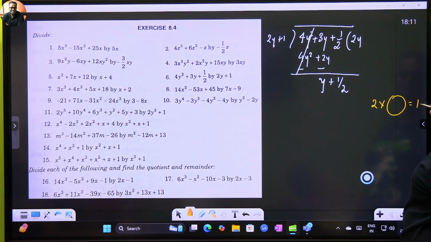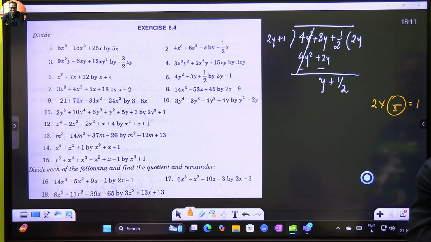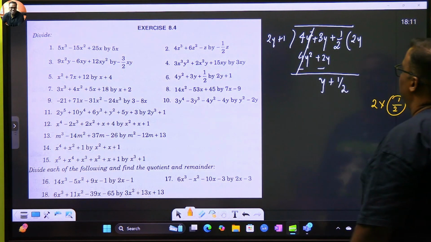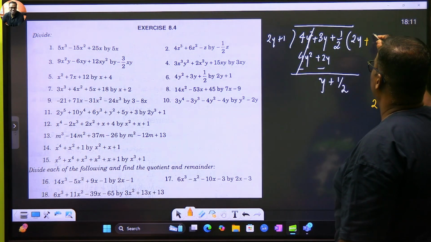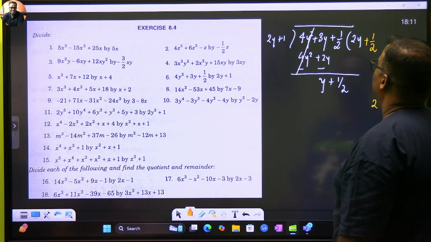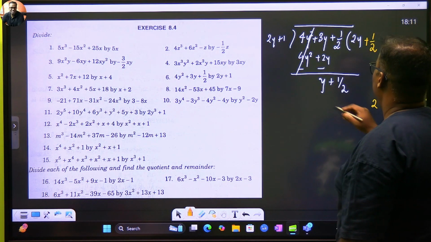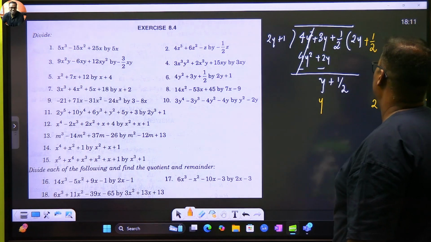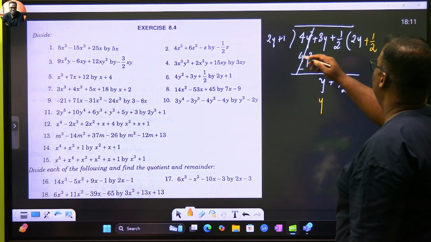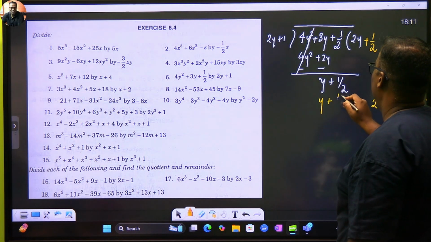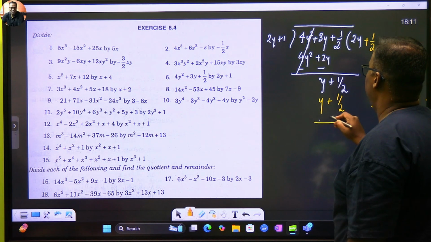So 2 multiplied by something, that means this 2 should be cancelled. So I take a 2 in the denominator, and I'll multiply it with half, then I'll get a 1. If I multiply this with half, then I get a y. Agreed? And 1 multiplied with half gives me half. After that, I change my signs.